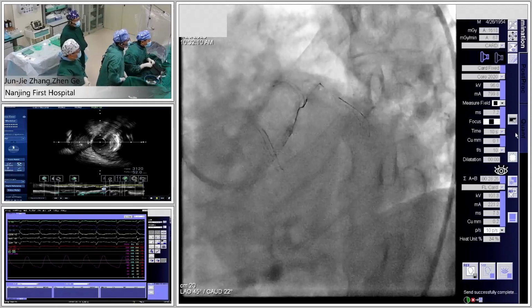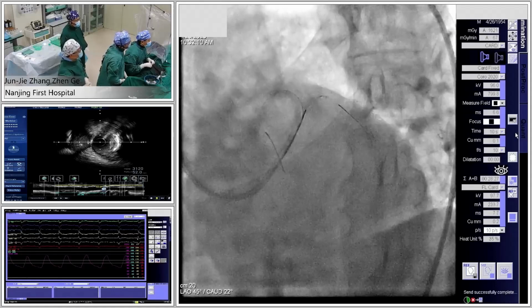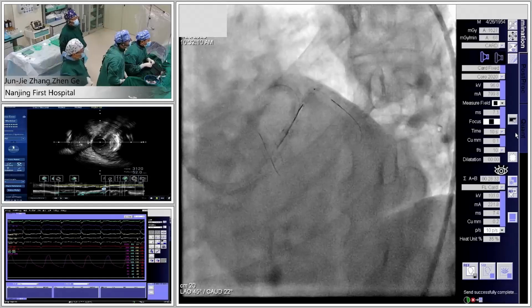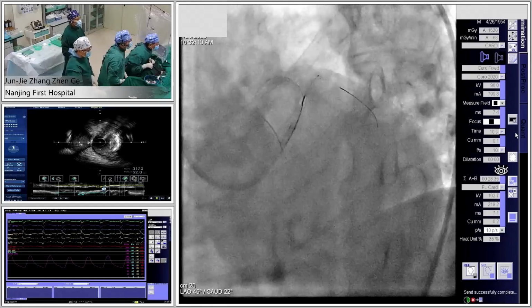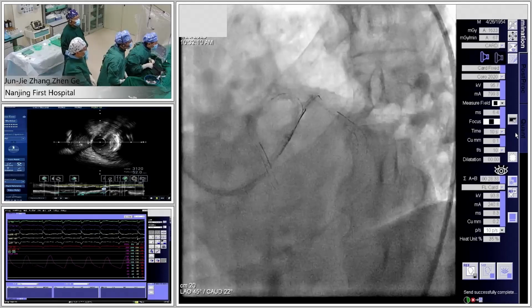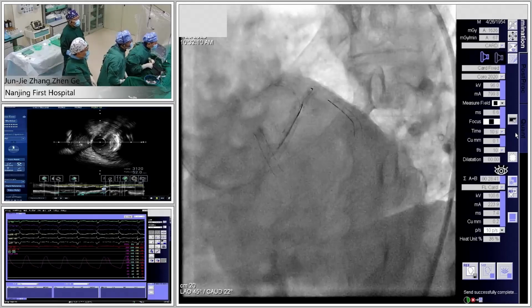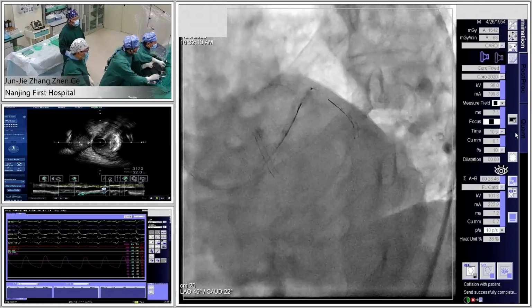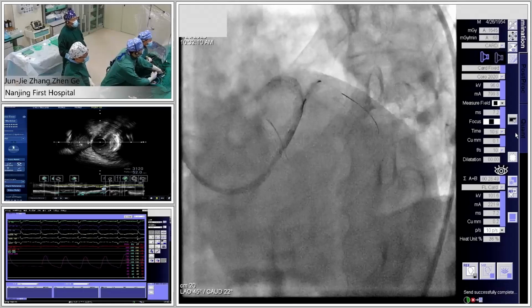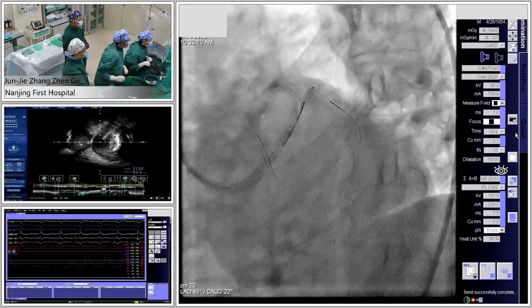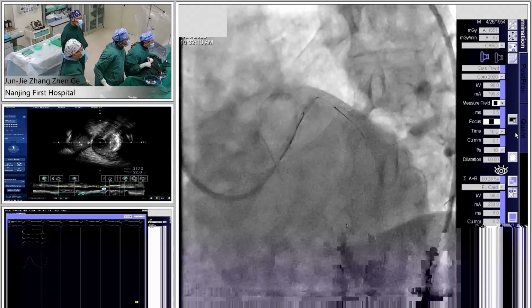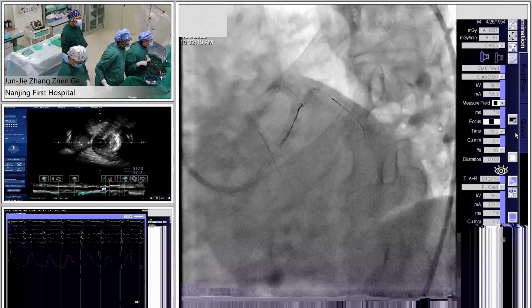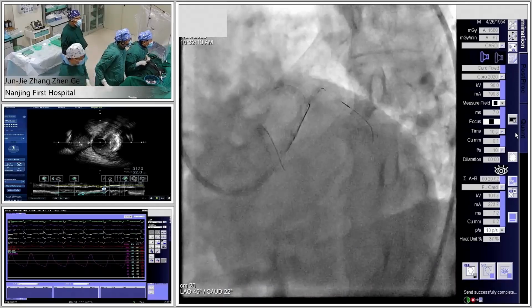It's not easy. What's the wire? Okay, it's a regular wire we used to rewire the side branch. I think maybe some problems there, some resistance.